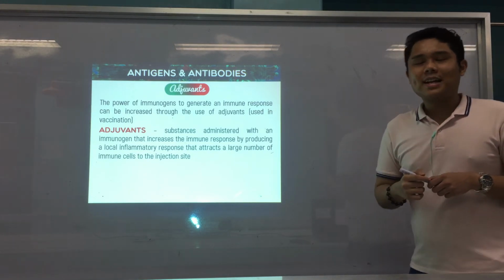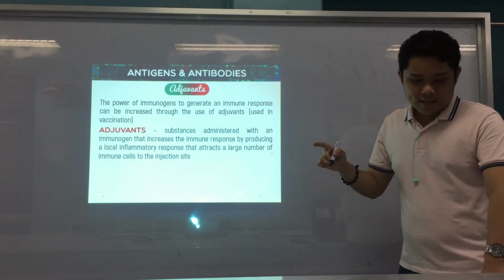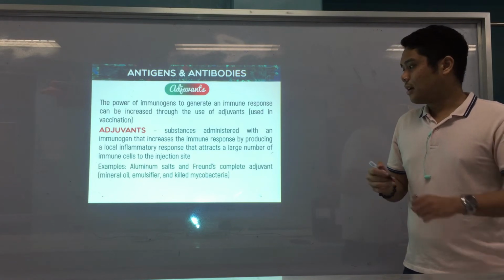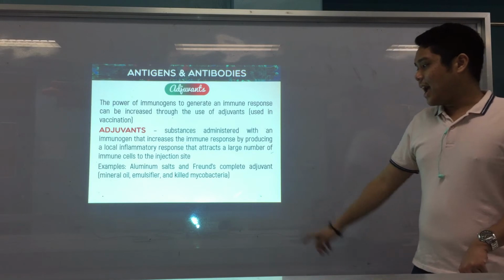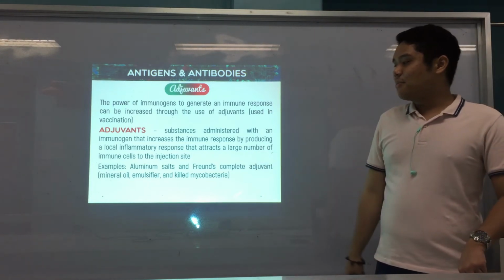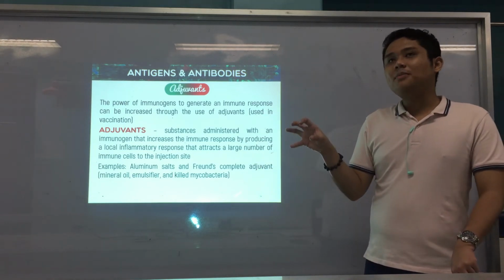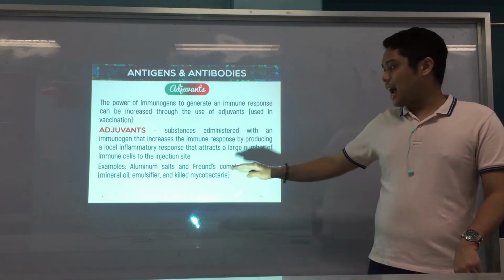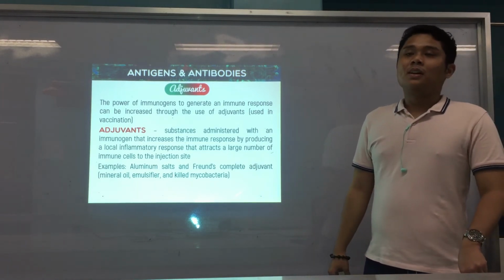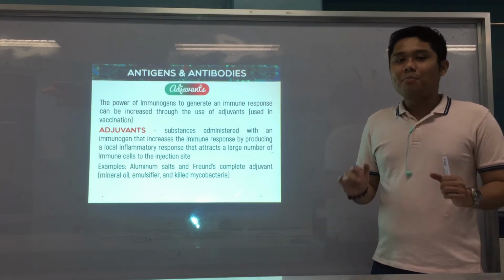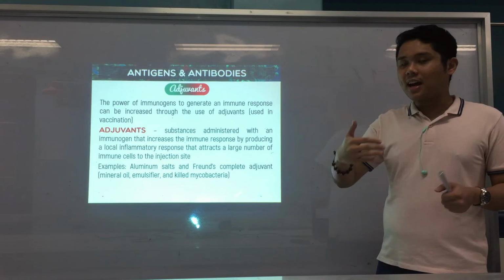And we also have examples of an adjuvant: aluminum salts and Freund's complete adjuvant. Complete adjuvant contains mineral oil, emulsifier, and killed mycobacteria. There are some vaccines, I forgot which ones, that have Freund's complete adjuvant. The point is to elicit a stronger and intensified immune response.